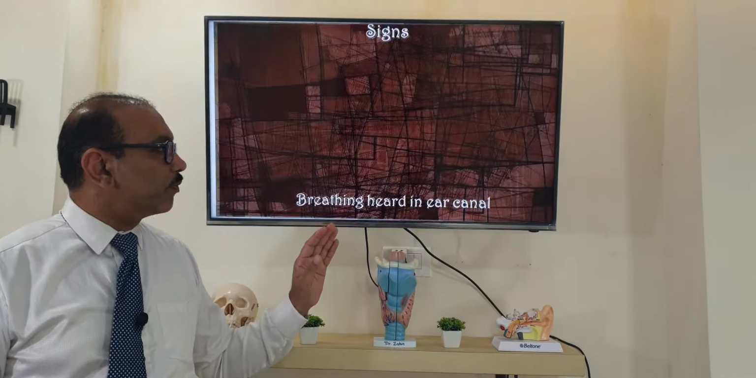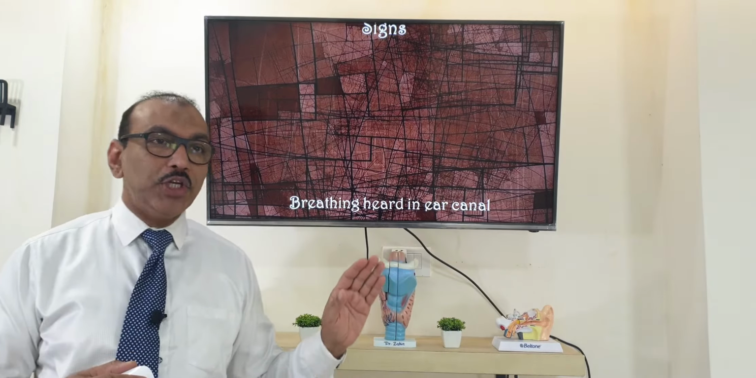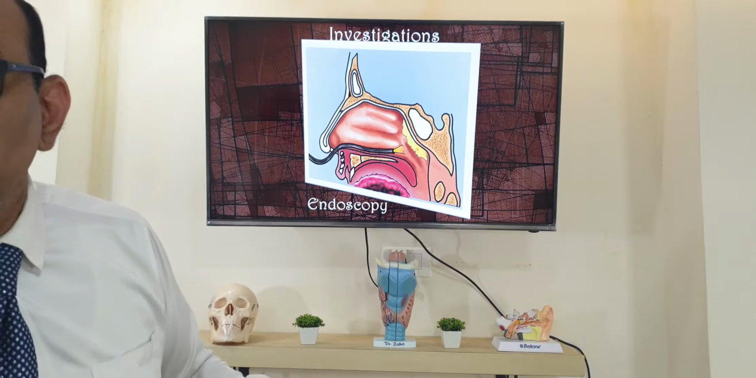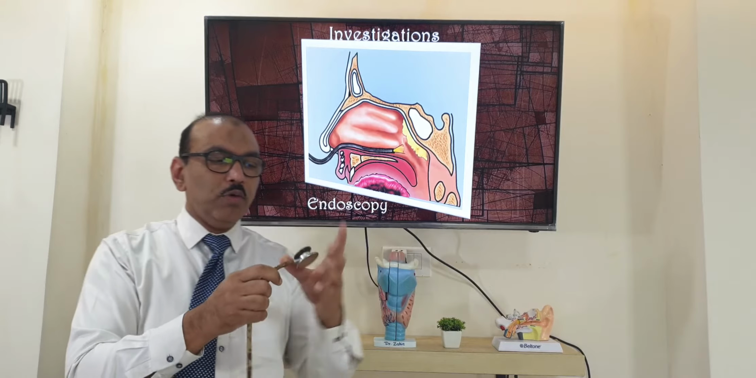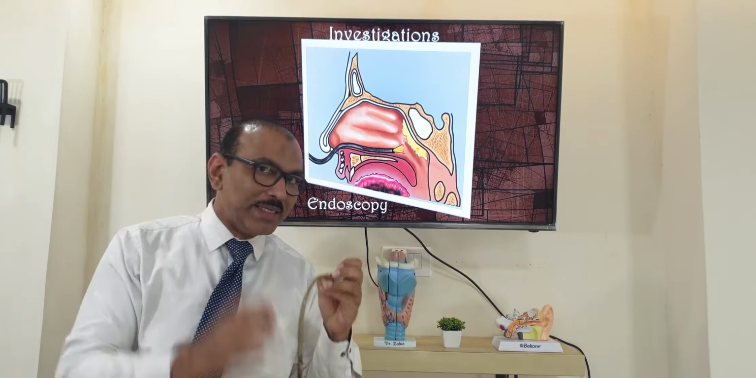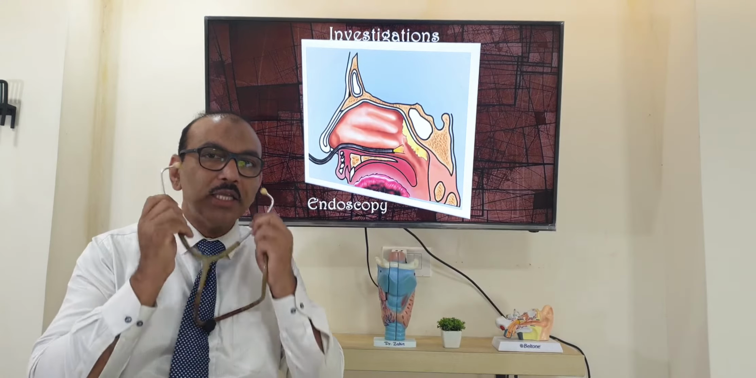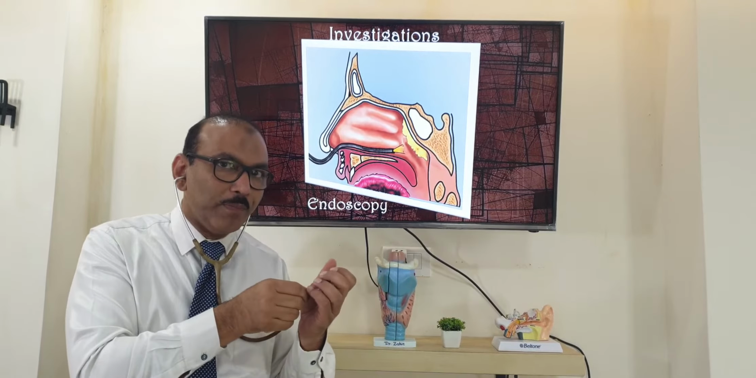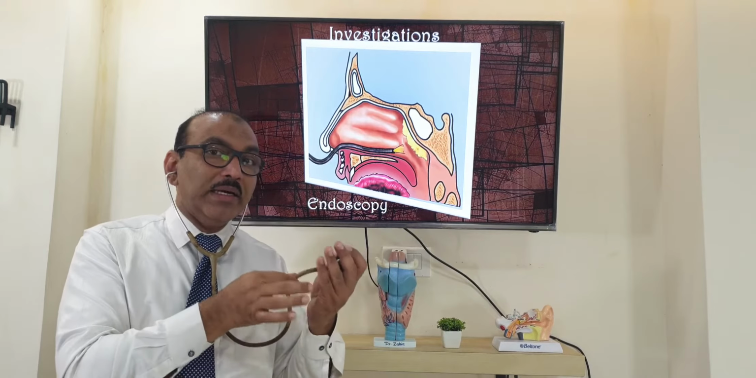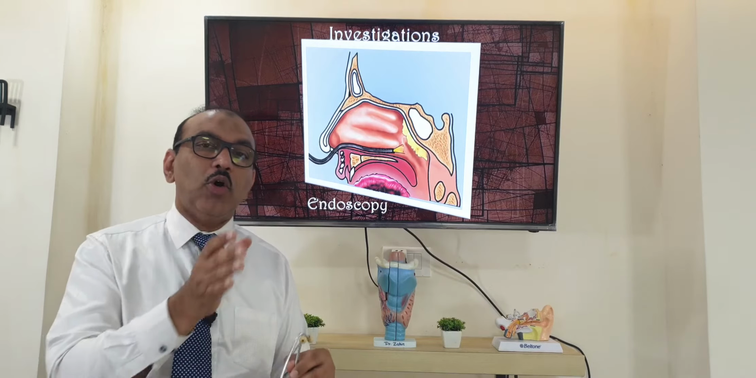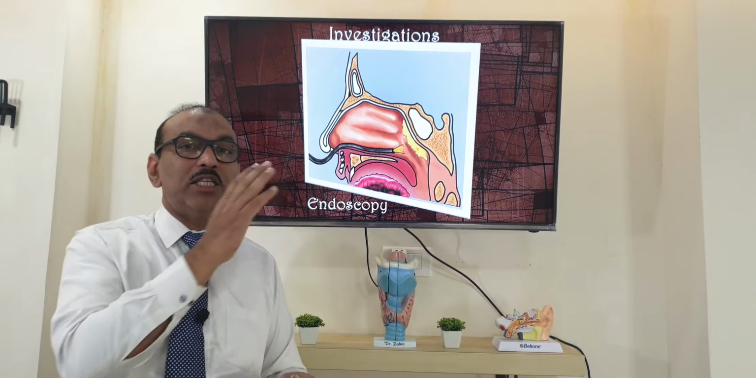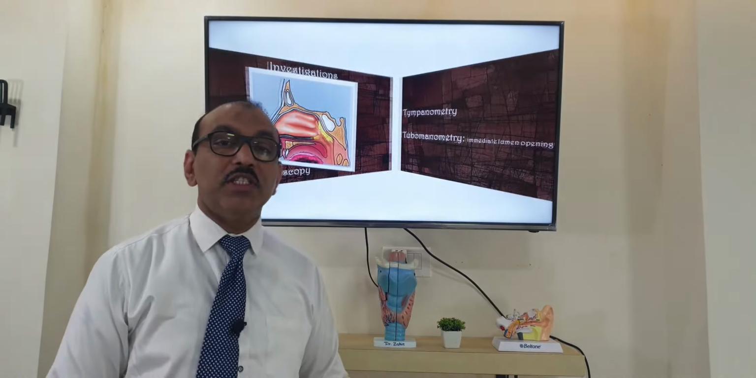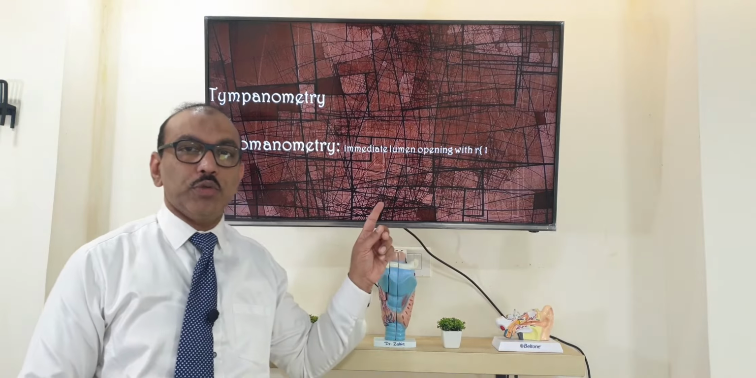Other than that, you can do a small test with a stethoscope. We remove this part and keep only the tube inside, and this part will be inside the patient's ear canal. When you ask the patient to breathe in and breathe out, the breathing sound can be clearly heard. Normally it is not heard. All the sound from the nasopharynx is transmitted through the patent eustachian tube into the ear. That is also a finding very suggestive that the patient has patulous eustachian tube.